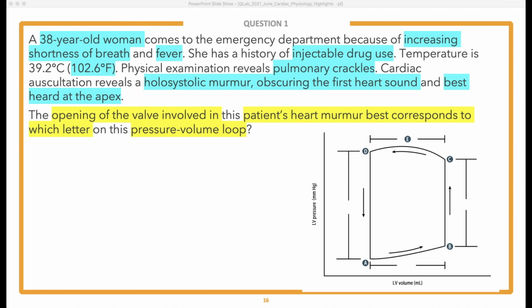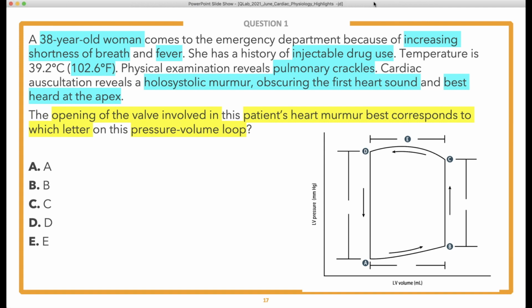I think figuring out the valve and the murmur, and then knowing the opening of that valve, where does that take place on that pressure volume loop? So I think you could argue this is a two-step question here. So let's go ahead and take a look at those answer choices, most likely looking specifically at A, B, C, D, E on that pressure volume loop. So make sure you get a good look at that pressure volume loop.